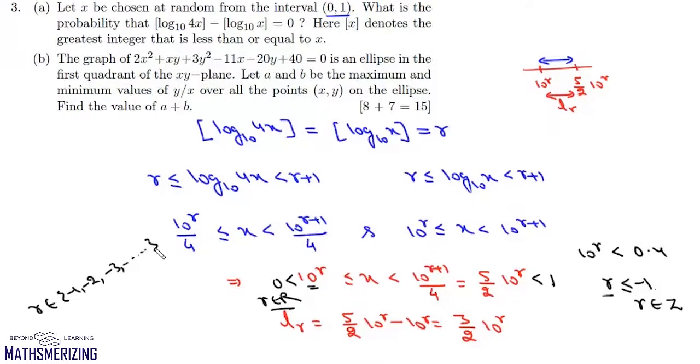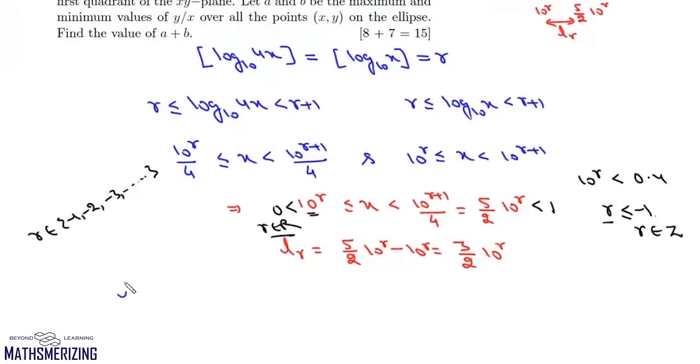Now we need to find this required probability. Now for this probability, the sample space corresponds to the length of this interval. So the length of the sample space is simply 1. Now we need to find our favorable length, which corresponds to all these cases. So our favorable length L will correspond to this summation of LR, where r varies from minus 1 to minus infinity. So it will be 3 by 2 times 10 to the power minus 1 plus 10 to the power minus 2 plus 10 to the power minus 3, and this series will continue up to infinity.